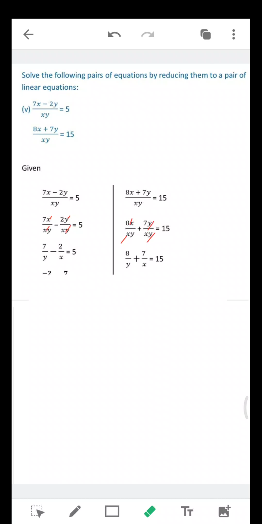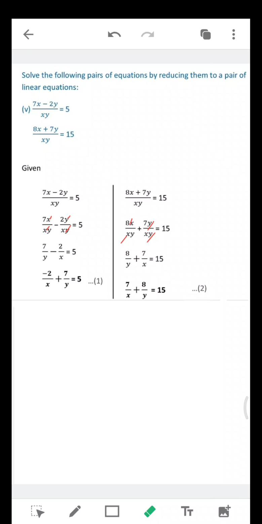Now if I want, I can write variable x first. It's not compulsory, but to keep x first, you can write minus 2 by x plus 7 by y is equal to 5, and just interchange the variables. Now after this we will follow our same previous procedure of solving these two equations. So these are still not reduced. We are in the process of reducing them because still the variable is in the denominator.